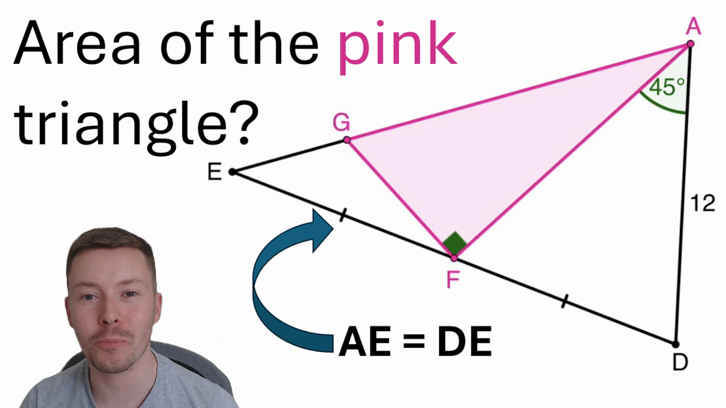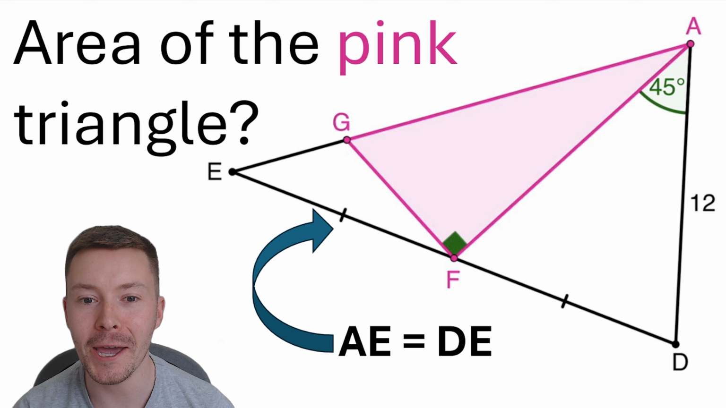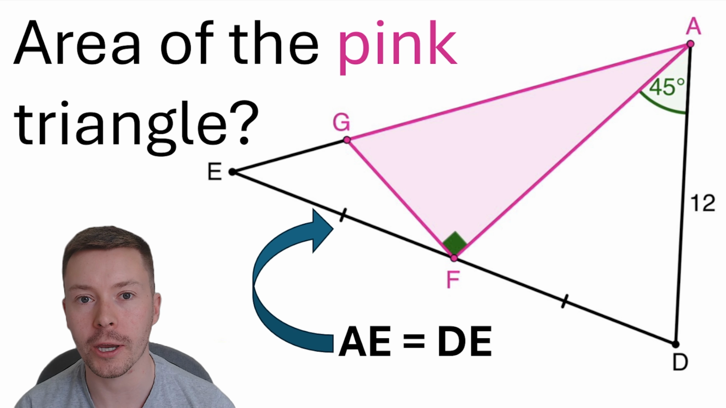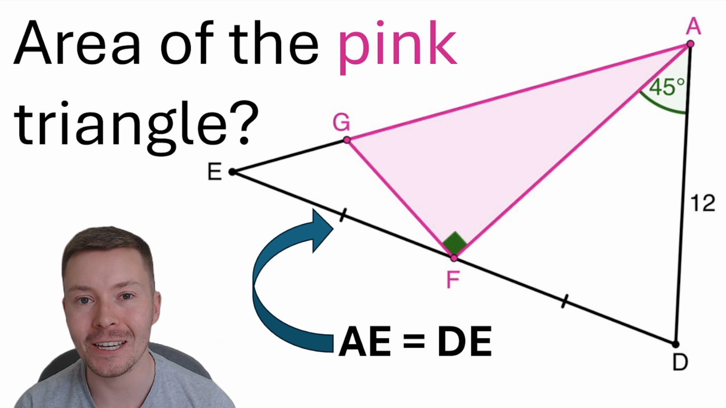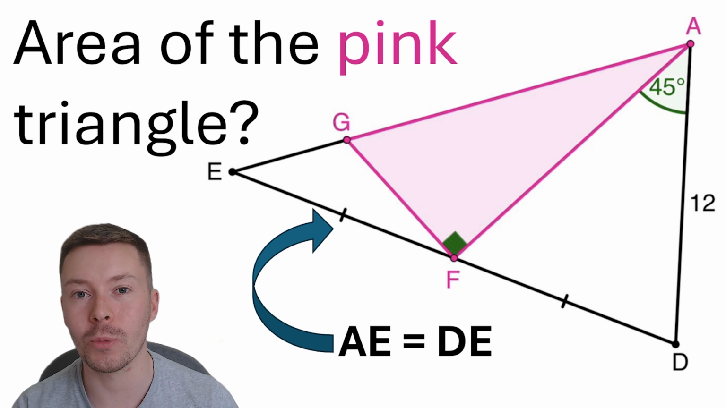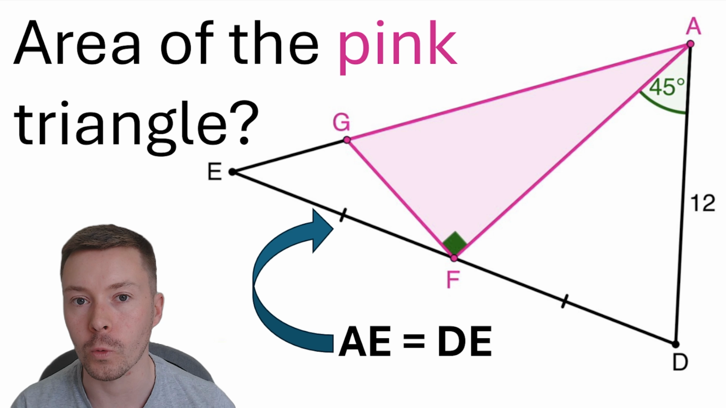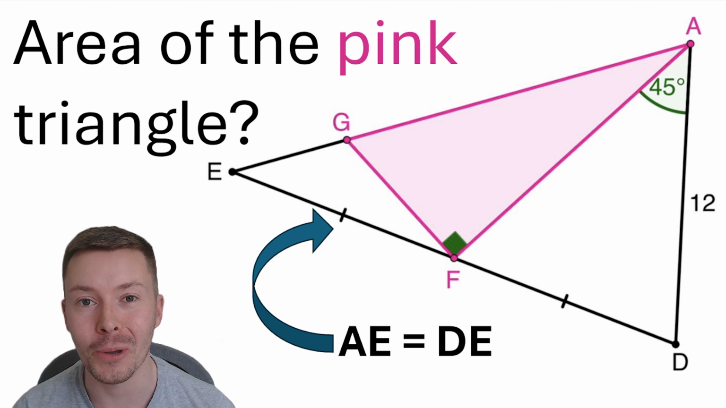This week we've got another problem, and that is trying to find the area of the pink triangle. Now, we're also told with this shape that the length AE is equal to the length DE. So AED is going to be an isosceles triangle. Can you solve this problem, and can you find the area of the pink triangle?